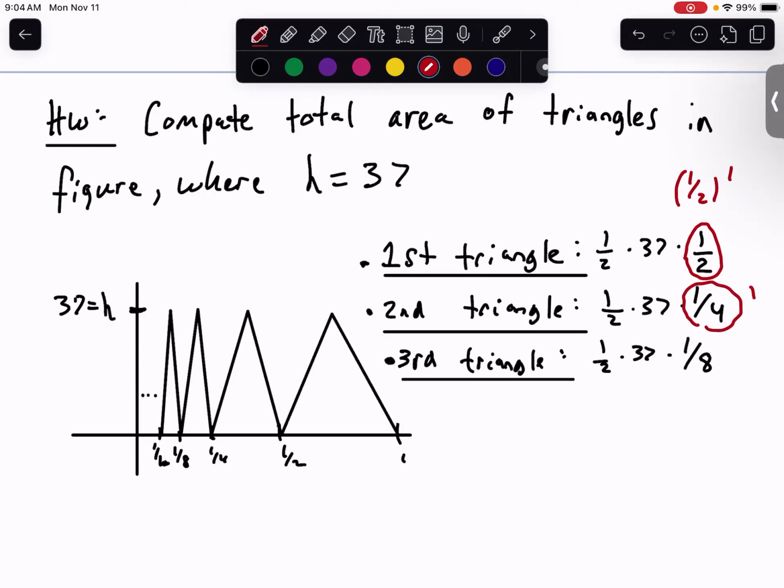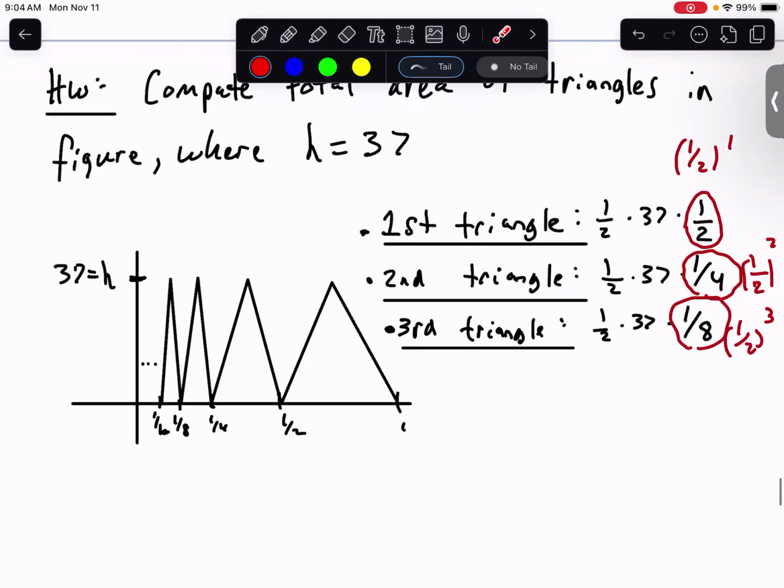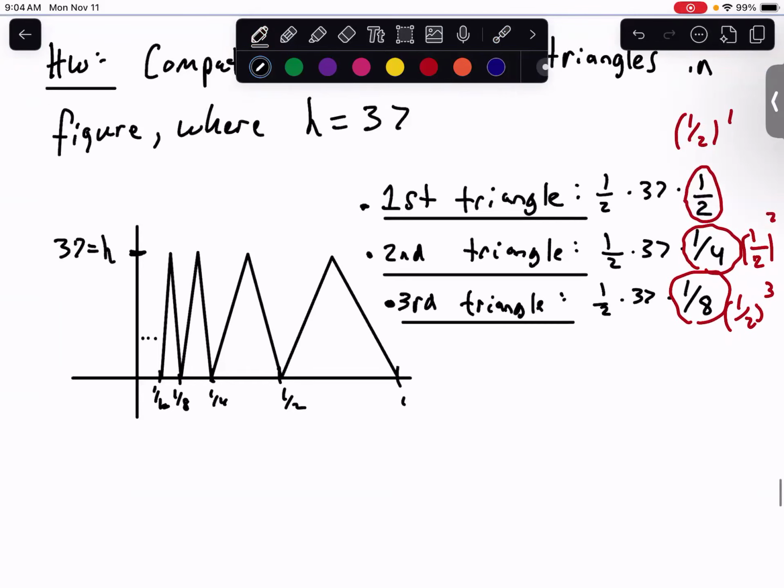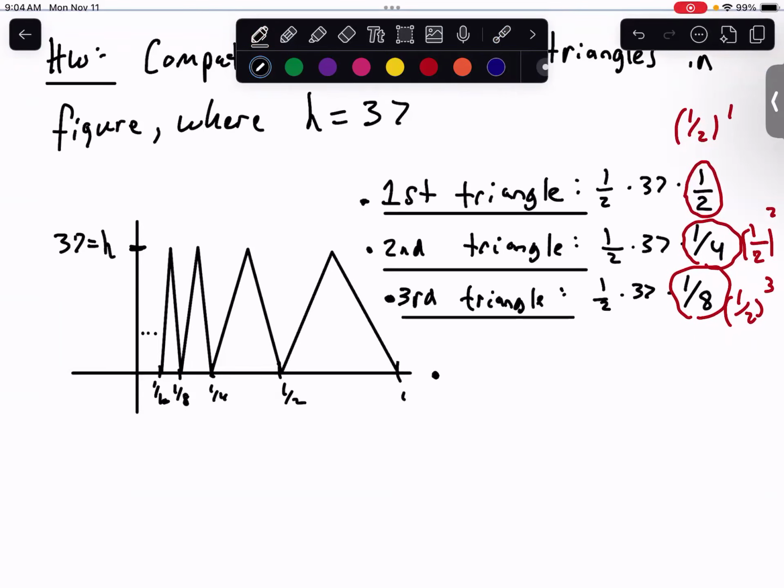This is 1 over 2 squared. Or maybe let's write it like this. So this is like 1/2 squared. And then this is 1/2 cubed. I'm not saying we're multiplying these terms, even though it kind of looks like I'm saying I'm multiplying them. I'm just saying 1 over 4 is the same thing as 1/2 squared. I just ran out of space to write this. And so now let's just think about what the nth triangle is going to look like.